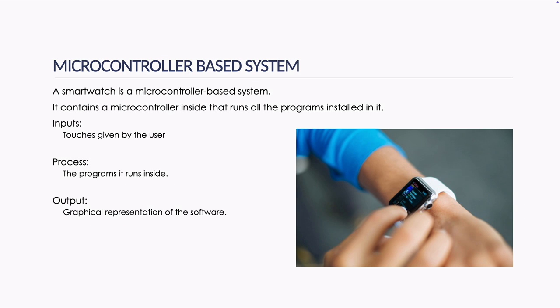Another example is a smartwatch. A smartwatch is a microcontroller based system. It contains a microcontroller inside that runs all programs installed in it. The inputs are the touches given by the user. The process is the processing of the applications in order to show the information to the user. The output is the graphical interface that we see on the screen. The waste is usually heat. All this information is processed by the microcontroller and displays all those icons and text that you see on the display.